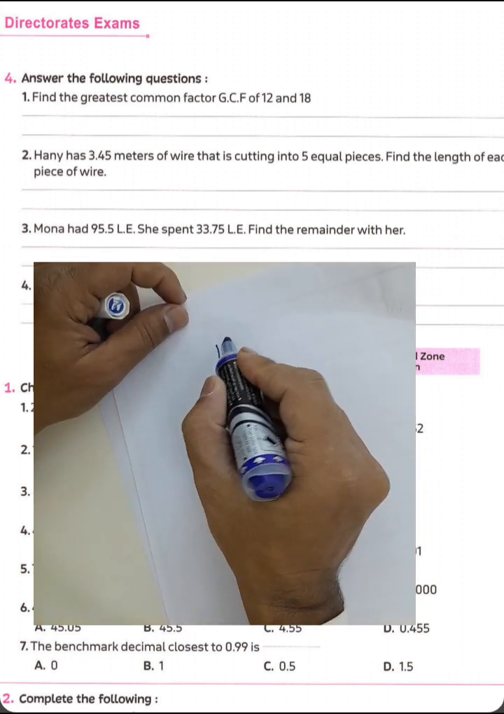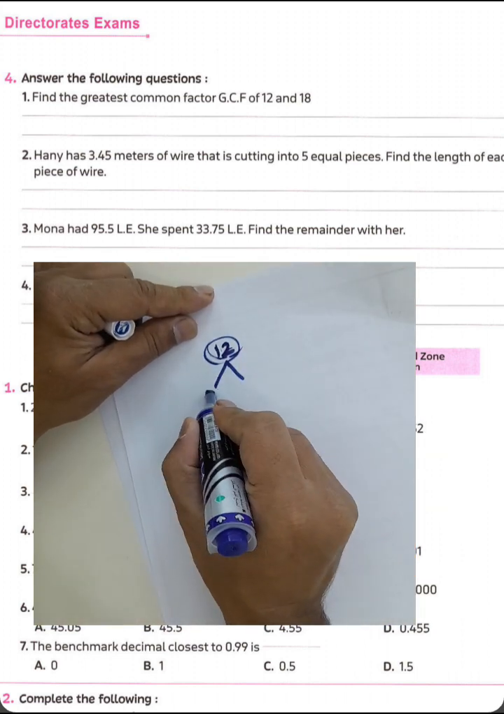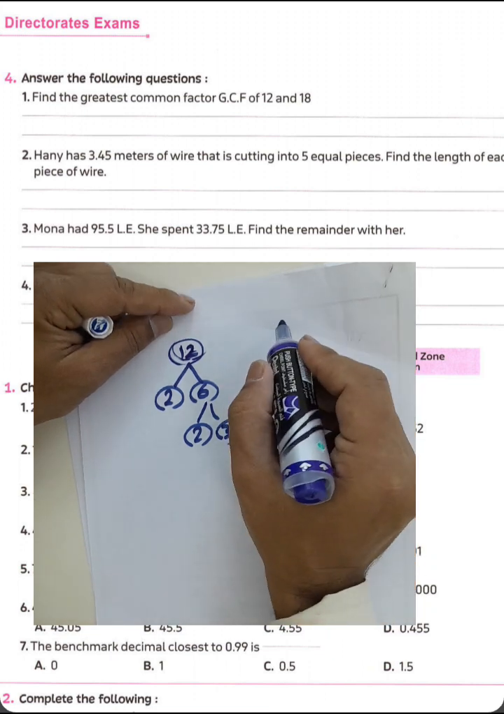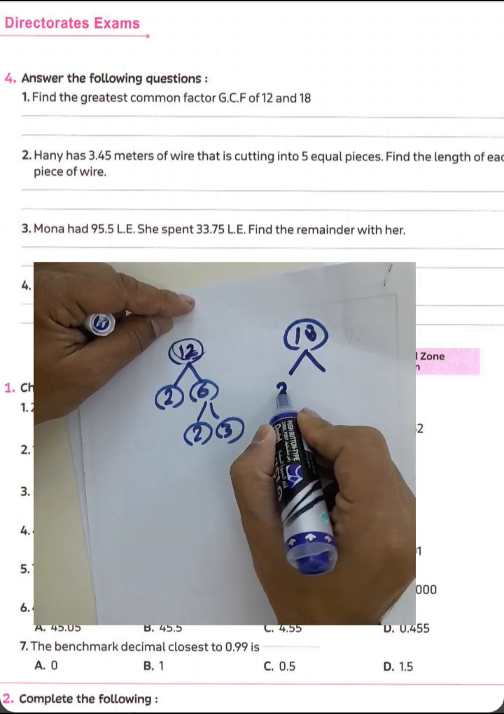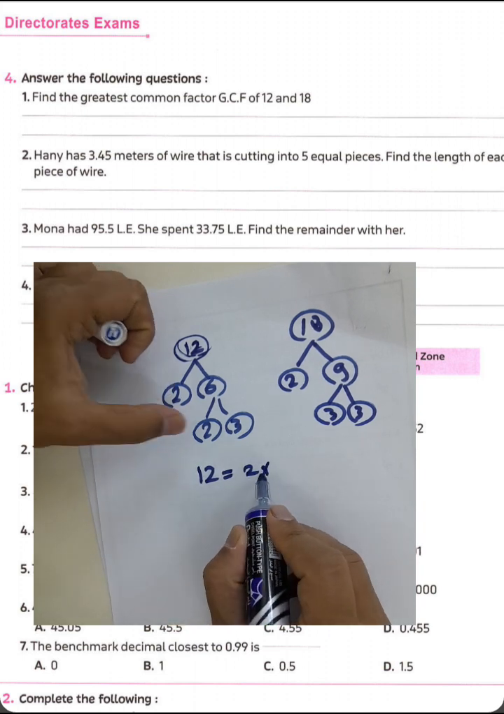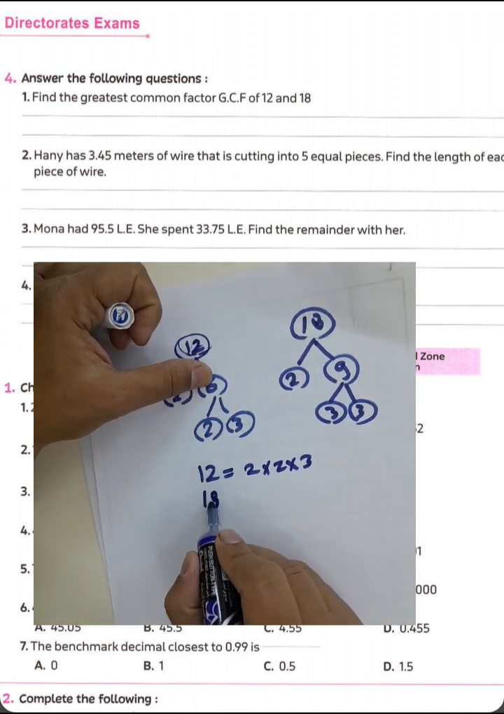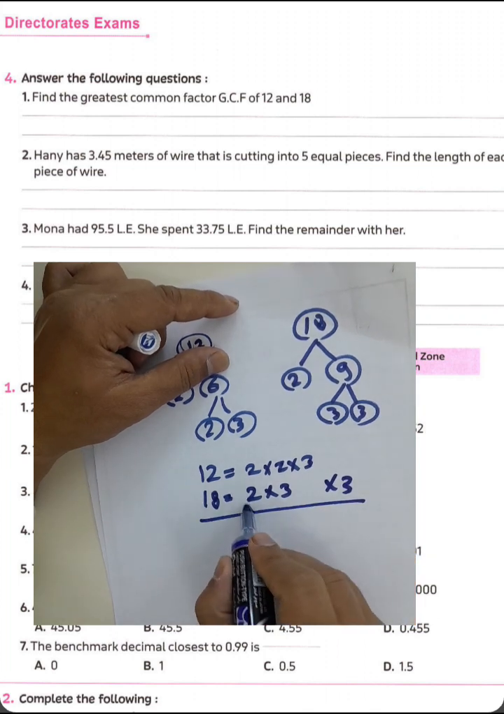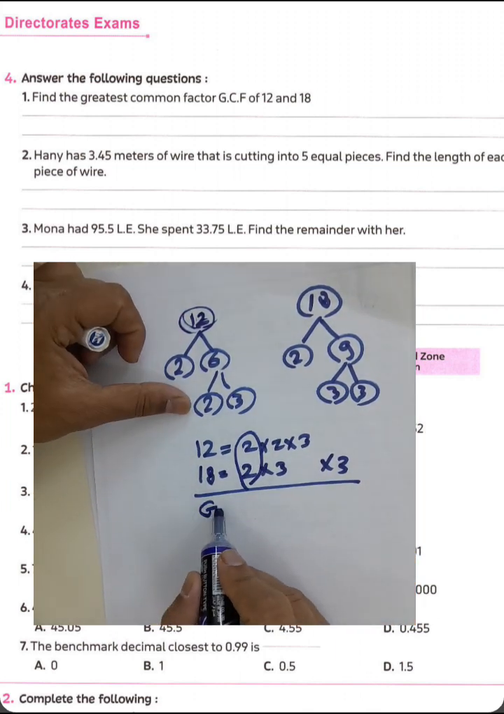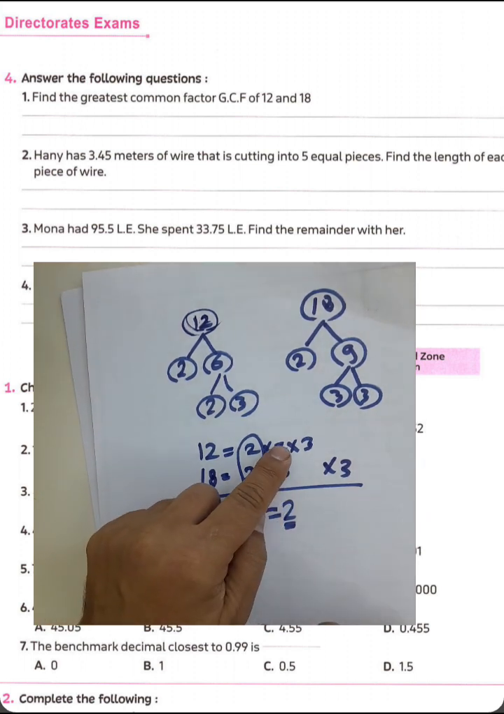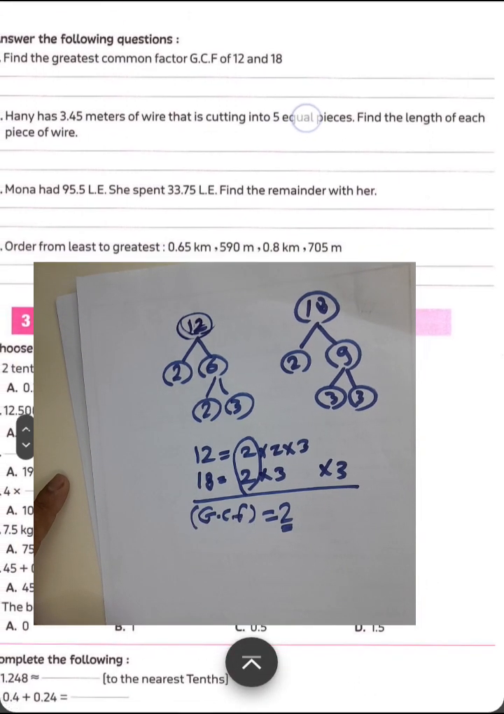Okay, we know 12 equals 2 times 6, and 6 equals 2 multiplied by 3. And we have here 18. 18 equals 2 times 9, and 9 equals 3 times 3. Then we can write 12 equals 2 times 2 times 3, and 18 equals 2 times 3 times 3. The greatest common factor between them is the common part between the two numbers. The result here will be 2. If you want to find the least common multiple, we can find it by the product 2 times 3 times 2 times 3 times 3. But in this example, you want to find the greatest common factor only.